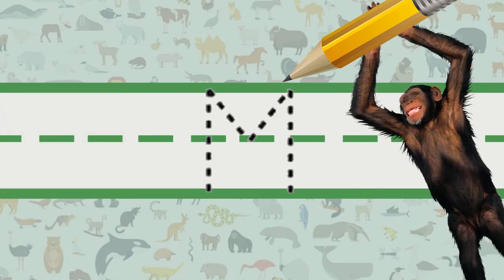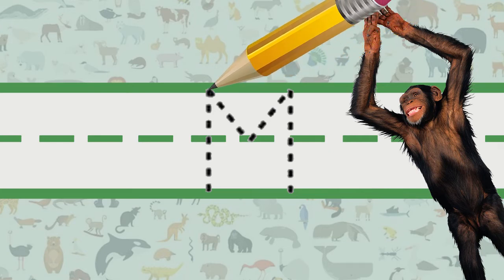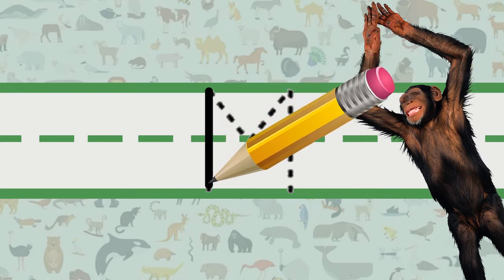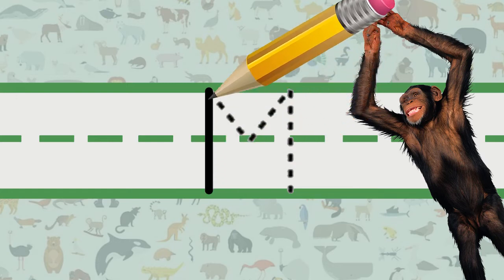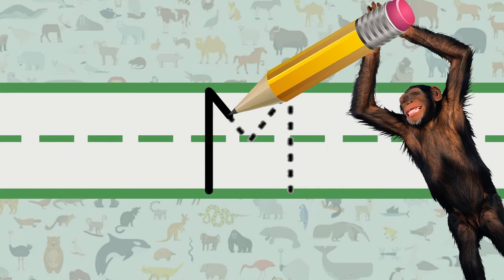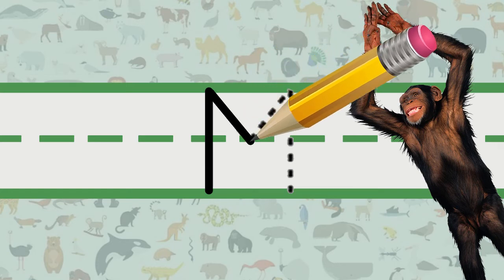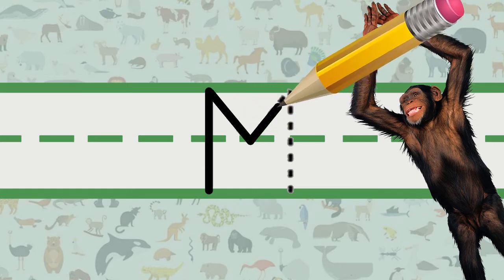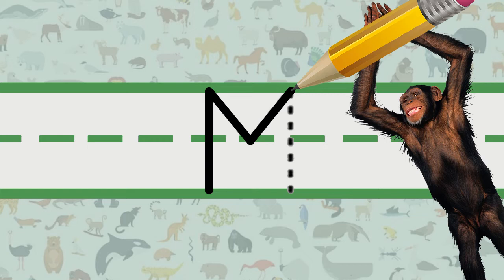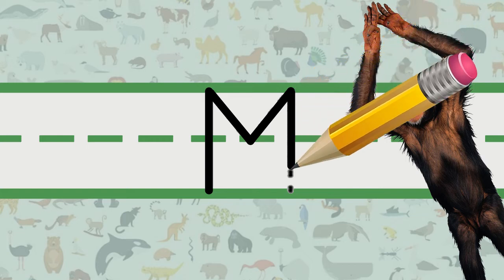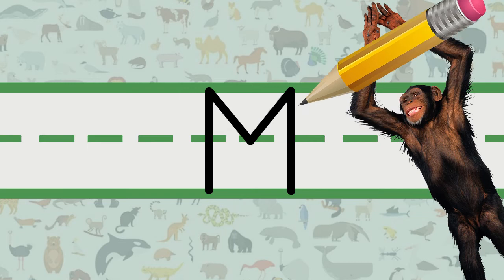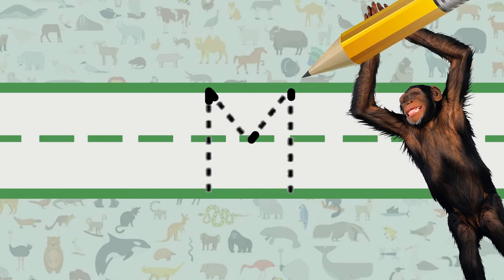M is for monkey. For capital M or big M, start at the top and draw a straight line down to the bottom. Then go back to the top and draw a diagonal line to the middle. Then draw a diagonal line back to the top. Then draw a straight line down to the bottom. Good job! Let's do that again.